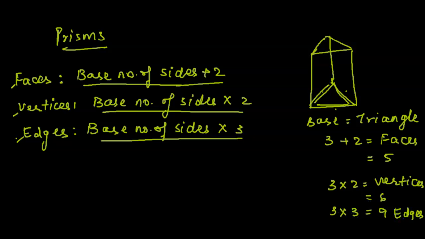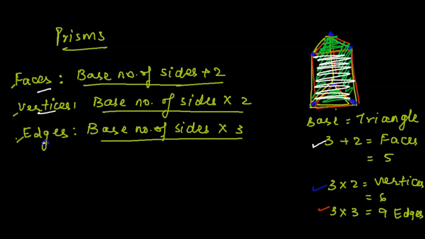If we want to actually test them, let's test the edges first. So we have 1, 2, 3, 4, 5, 6, 7, 8, and 9. And we got 9 edges. Let's test the vertices. We have 1, 2, 3, 4, 5, and 6. And we got 6 vertices. Let's test the faces. We have 1, 2, 3, 4, and 1 this face, right exactly on the base. So we have altogether 5 faces. So just remember these formulas and then we'll be able to find out the faces, vertices, and edges.